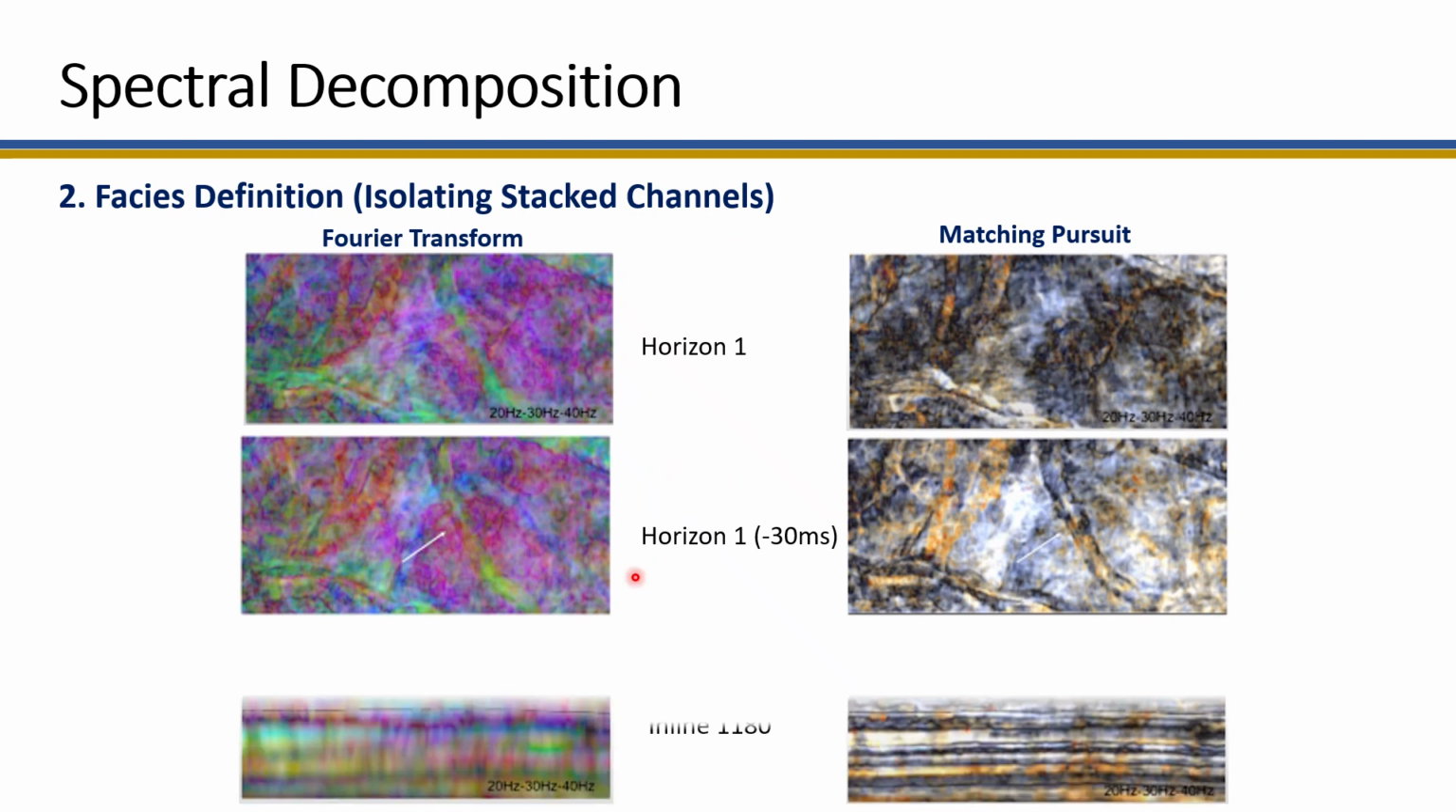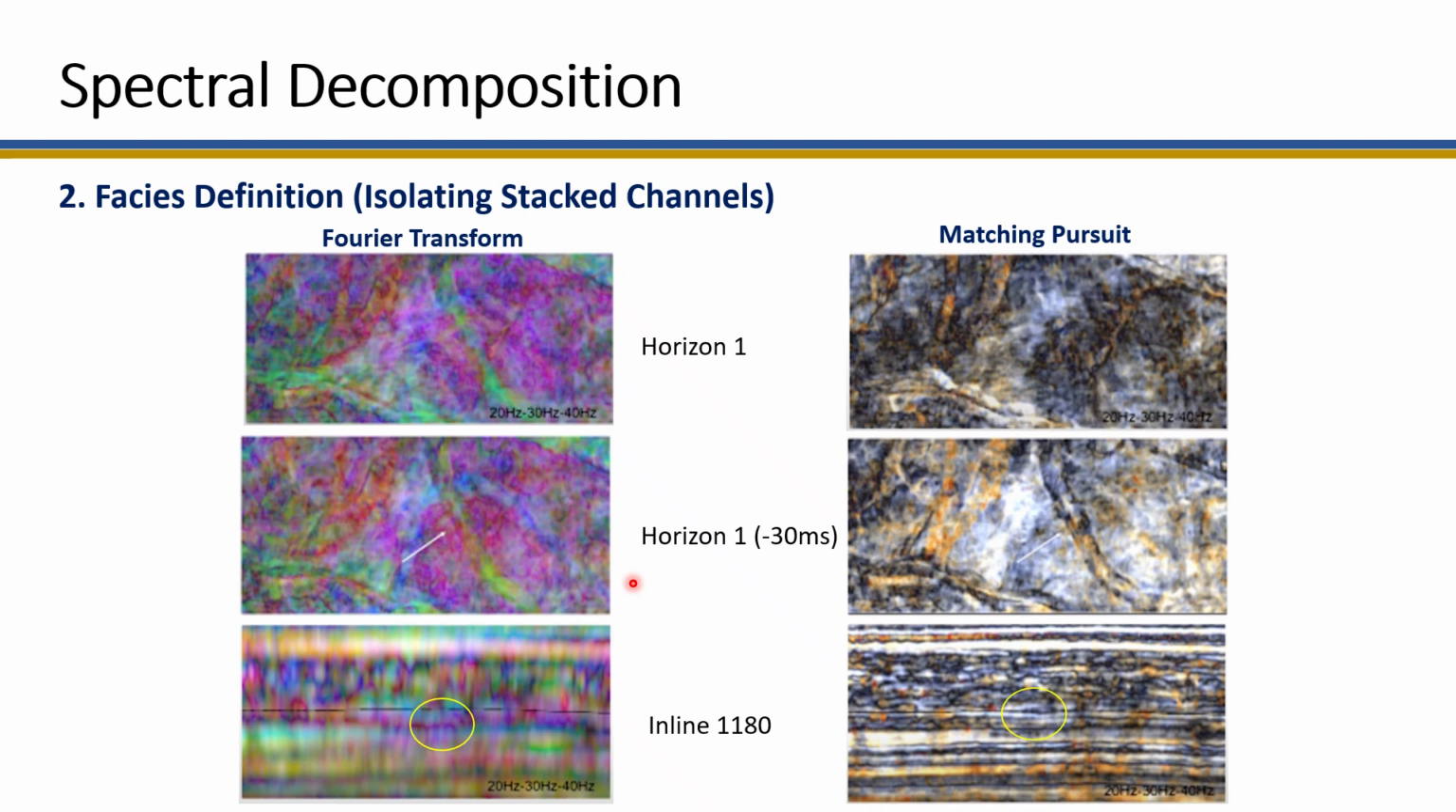Next, this can be seen when we look at the vertical sections through the channel. The horizon on the vertical section is that shifted position, 30 milliseconds above its true position. We can see vertical smearing on the left hand side with the Fourier transform, whereas in the matching pursuit one we have a distinct layer and much better vertical localization. That is our channel system, inside the circle, very tightly constrained.